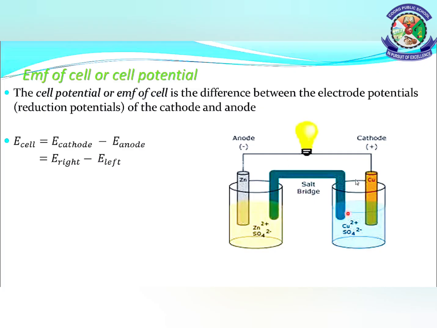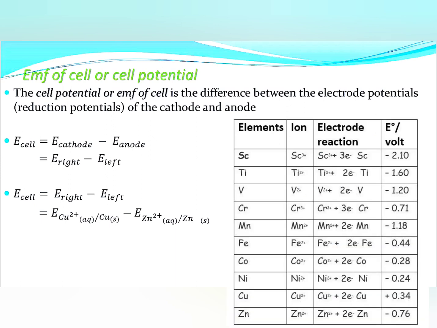The cell potential or EMF of a cell is defined as the difference between the electrode potentials of the cathode and the anode. That is, cell potential E cell equals electrode potential of cathode minus electrode potential of anode. In simple words, electrode potential at right minus electrode potential at left. The right side deals with reduction of copper and the left side deals with oxidation of zinc. The electrode potential values of copper and zinc are already determined. The electrode potential of copper is plus 0.34 and the electrode potential of zinc is minus 0.76.